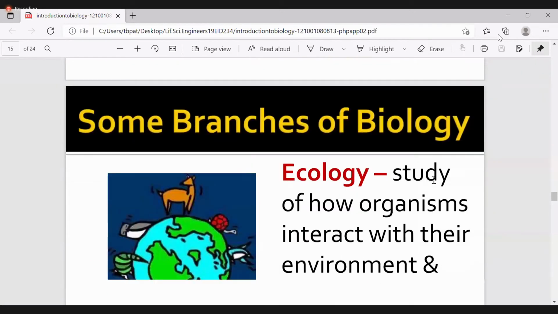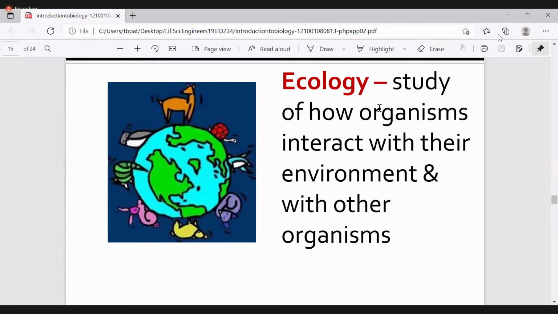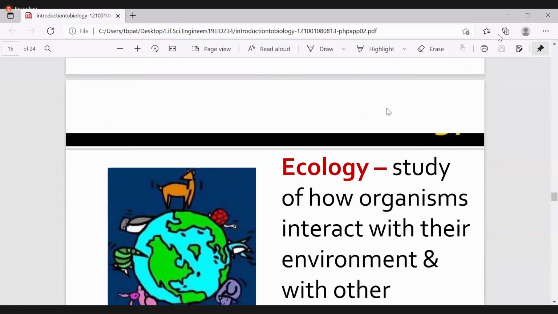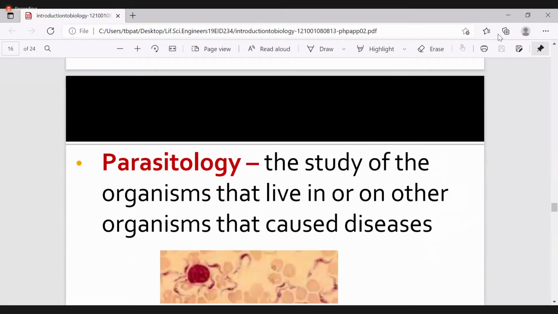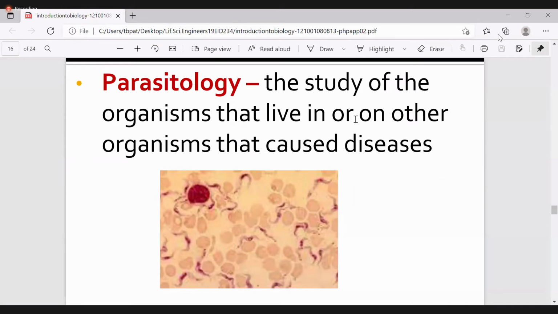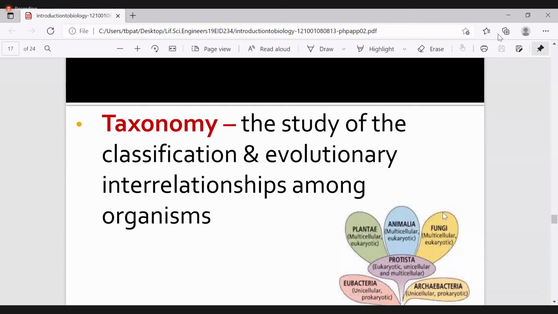Next, some branches of biology. Ecology is the study of how organisms interact with their environment and with other organisms. This is the ecological study. Parasitology is the study of organisms that live in or on other organisms and cause diseases. Taxonomy is nothing but classification.